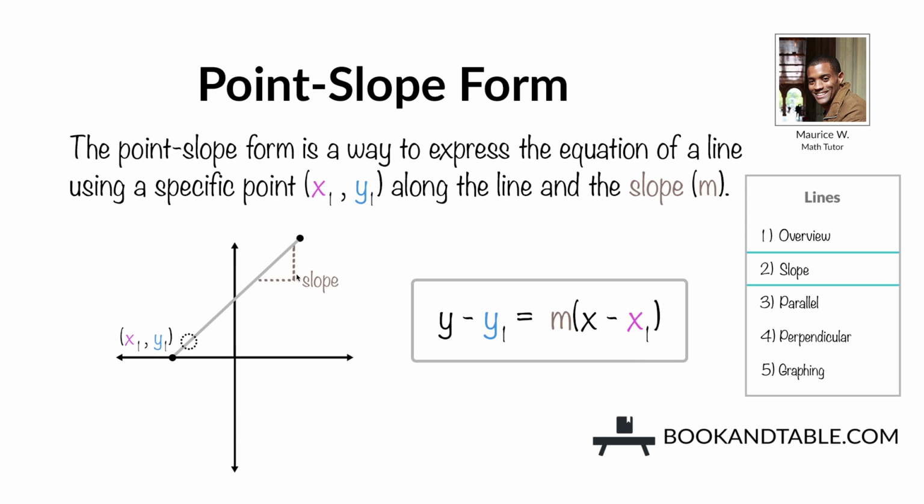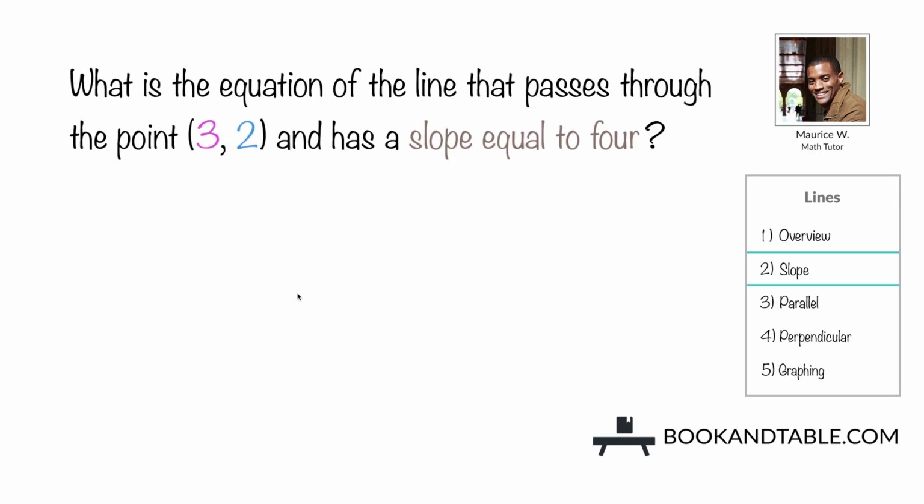So essentially, you have the slope of the line, and you have any point along this line. You plug this point in here and here, the y-coordinate, the x-coordinate, and you plug the slope in here, and then you isolate y on one side, and you would have the equation of the line. So let's say you were asked, what is the equation of the line that passes through the point 3, 2, and has a slope equal to 4? You would plug this 3 in for x1, you would plug this 2 in for y1, and you would plug in positive 4 for m.